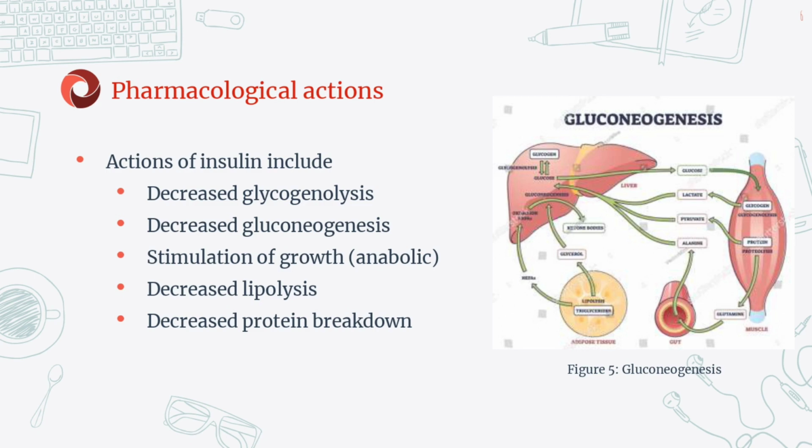The next action is decreased protein breakdown. When it happens, there will be a slow process of muscle protein breakdown in the body. Muscle remodeling is also slow, and there will be a possibility of a decrease of muscle mass. Those are the pharmacological actions of insulin in the body.